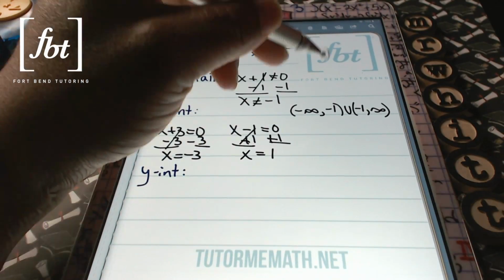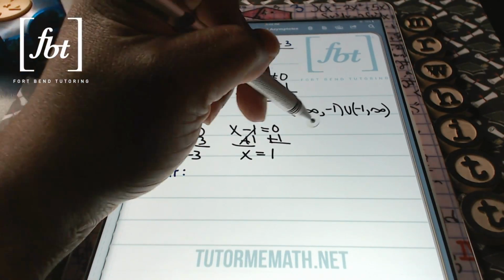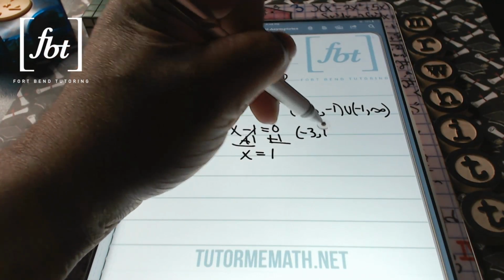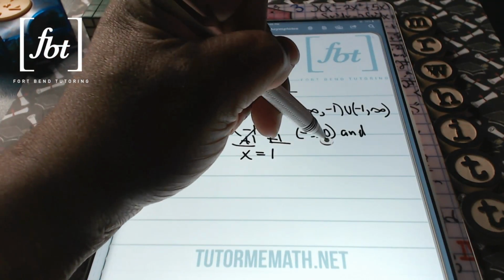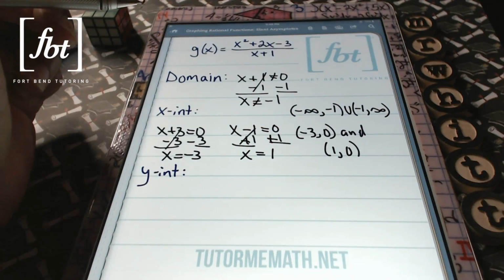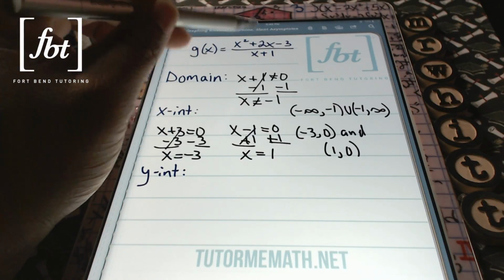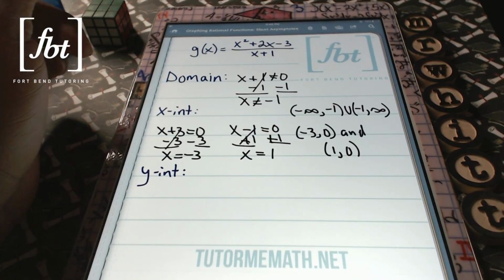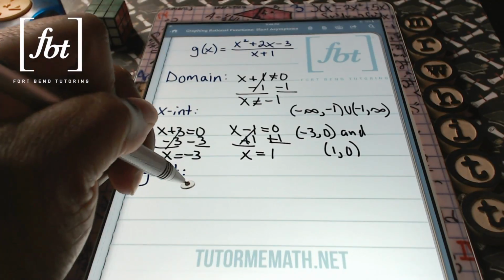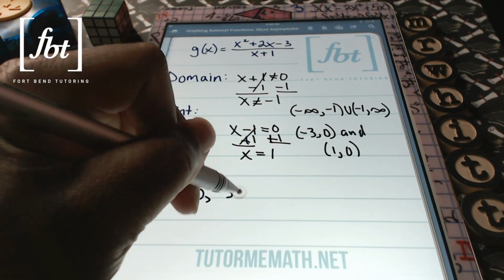Well, with that information, we know that the ordered pairs will be negative 3, 0 and also 1, 0, just like that. All right, those are our x-intercepts, guys. For the y-intercept, you can simply plug in 0 for all the x's and simplify. That'll give us negative 3 over 1, which is negative 3. So our y-intercept is going to be at 0, negative 3.